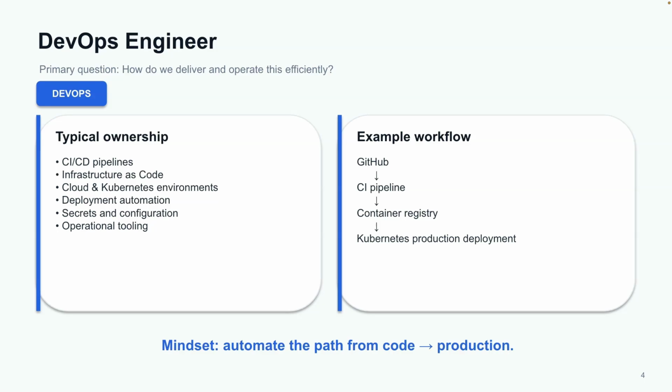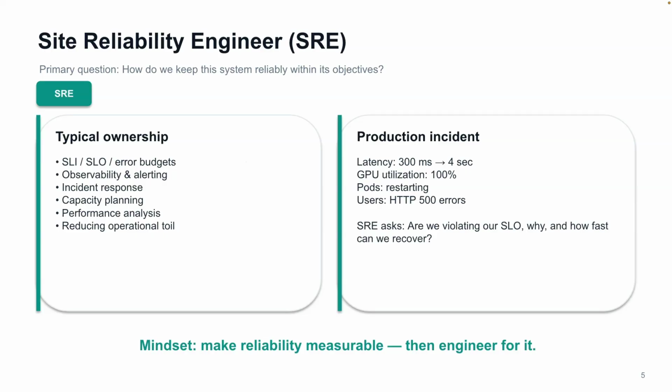Now let's look at the second field, which is SRE, or site reliability engineer, which focuses on how do we keep this reliable. Now our application is up and running, but let's assume, in a kind of production scenario, that all of a sudden the latency of your application goes from 300 milliseconds to 4 seconds. Your GPU utilization hits 100%. Your pods start restarting. You start receiving reports from customers that all of a sudden they are seeing errors.